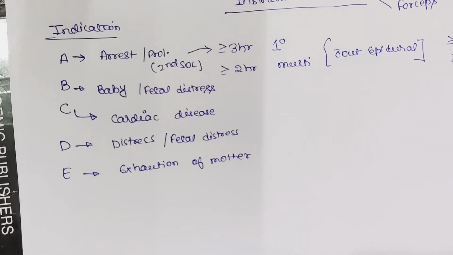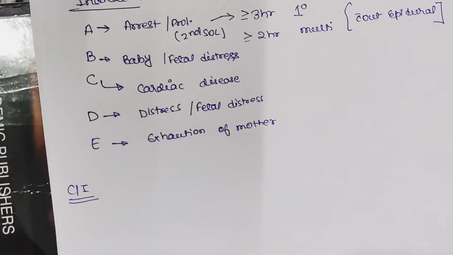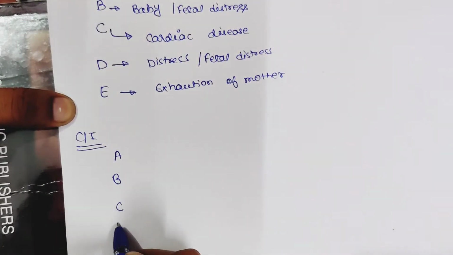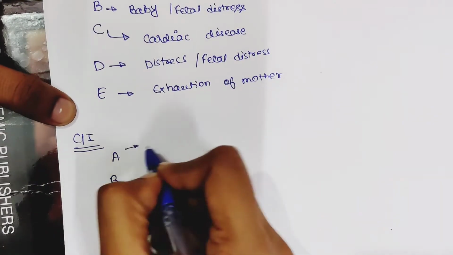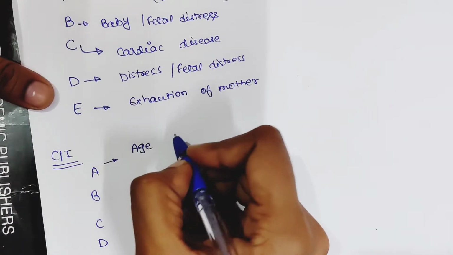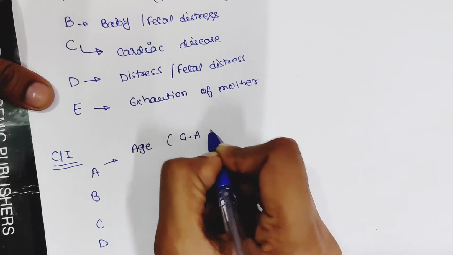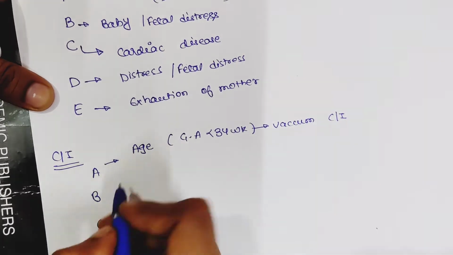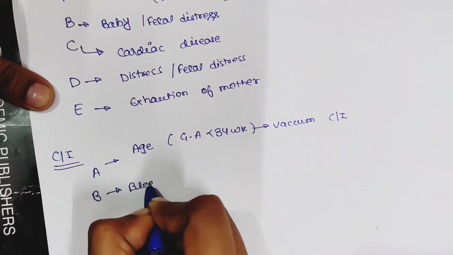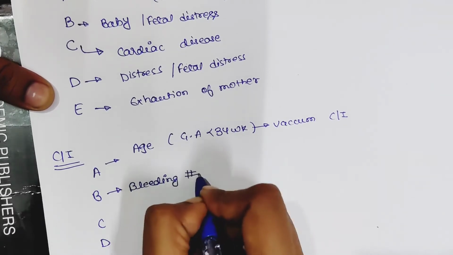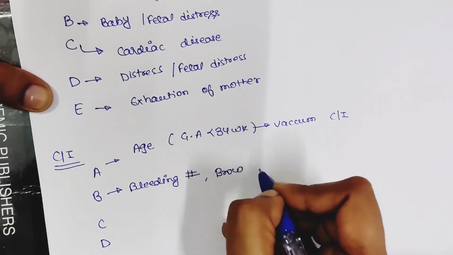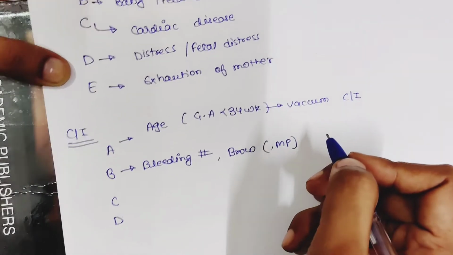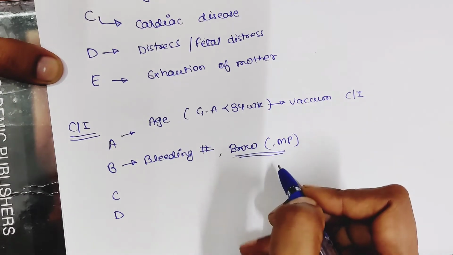So what are the contraindications of instrumental delivery? Contraindications can also be memorized by the same mnemonic A, B, C, D. A stands for age. When the baby is premature, that is when the gestational age is less than 34 weeks, vacuum is contraindicated. B for when the baby has bleeding disorders, when the presentation is brow presentation and also mento-posterior presentation. Instrumental delivery is contraindicated; they land in cesarean section.